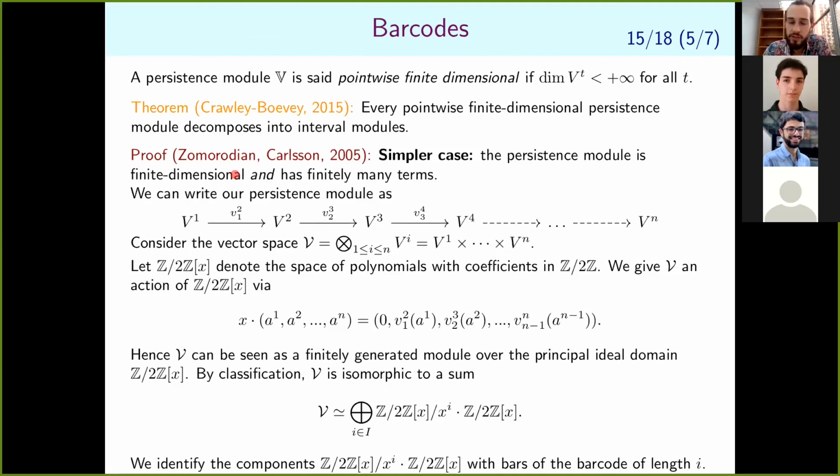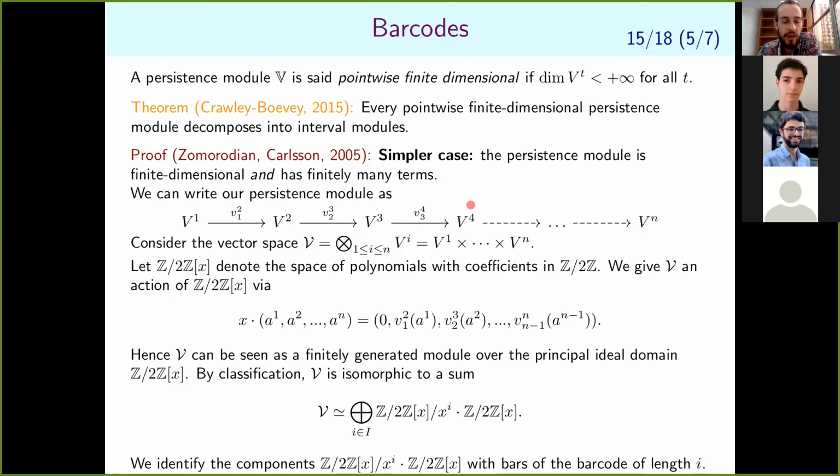And actually, this is a result that was known 10 years before, but which had been proven in a simpler case by Zomorodian and Carlsson. This is a case where the persistence module is finite dimensional and has only finitely many terms, finitely many vector spaces. So basically, this is not a persistence module on the real line, but simply a finite number of vector spaces. And yeah, I can show you the proof because it's very nice.